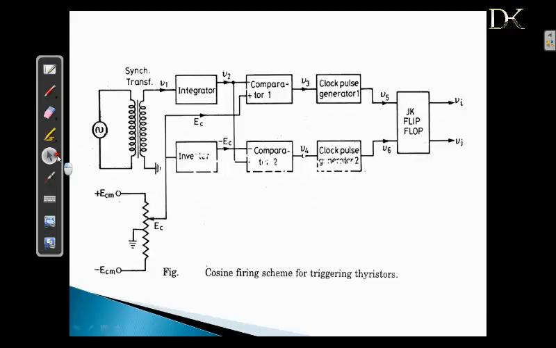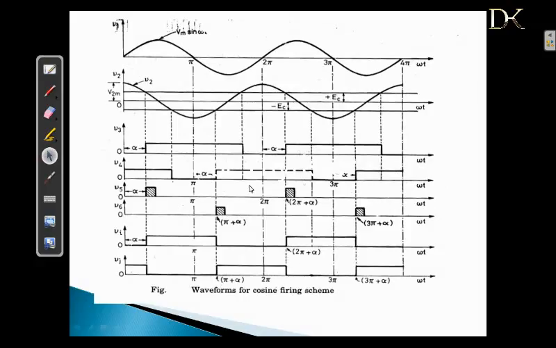So again, back to the waveforms. Whenever we obtain V3, we have a corresponding pulse from the clock generator V5, and these are Vi and Vj, the outputs of the JK flip-flop. This is ANDed with a high frequency carrier wave, approximately 3 to 5 kHz, to obtain a pulse train. You can do that.